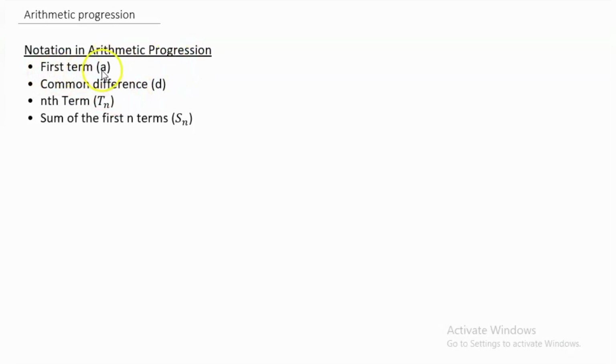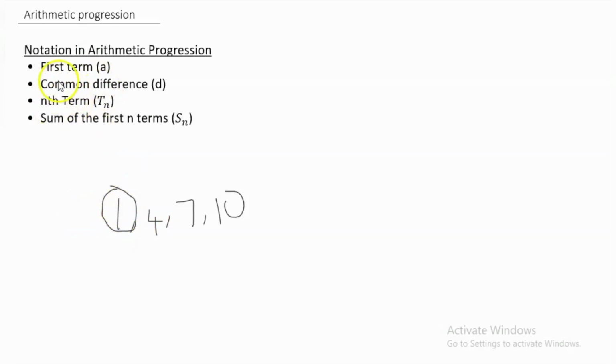Whenever you see an A, it simply refers to the first term in the sequence, i.e. if we have 1, 4, 7, 10, this A is going to be our first term. So that's what the A represents.